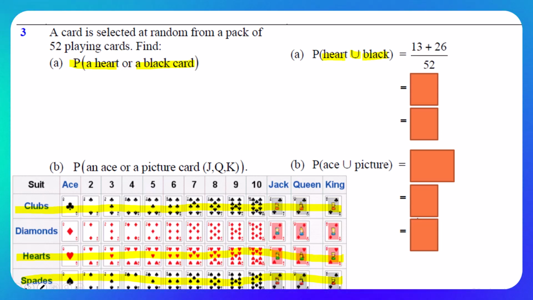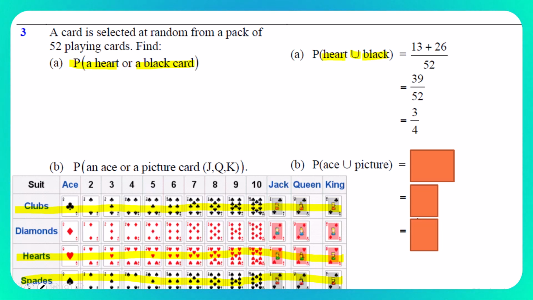Okay, now we're going to take 13. There are 13 hearts, and then black cards, there are 26. Add 13 plus 26 together and get 39 over 52. Now, in reducing that, look carefully. 13 goes into 39 and 13 goes into 52, and we reduce that to 3/4.